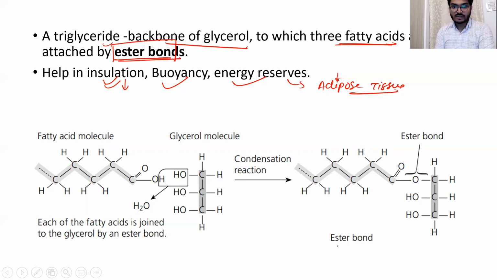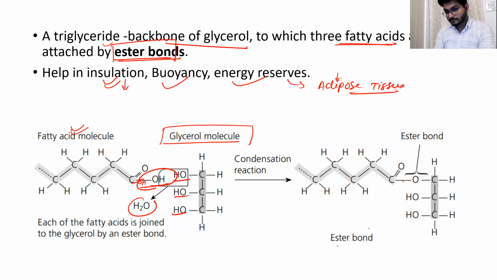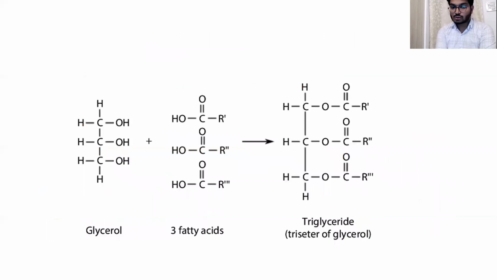In this image, you see the fatty acid molecule, a long chain of carbon and hydrogen with the carboxylic acid at one end, and this is the glycerol molecule with OH, OH, OH, and the rest of the positions filled by hydrogen. The condensation reaction goes on, you get a water molecule, and hence one ester bond. So glycerol plus 3 fatty acids gives you the triglyceride.